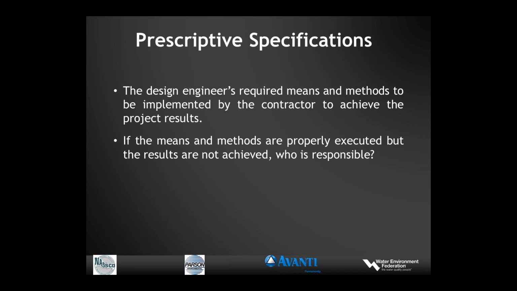First, we're going to talk about prescriptive specifications. We're going to discuss two or three different types of specifications. In the prescriptive specification, basically the design engineer tells the contractor how to build the project. The means and methods are as defined by the engineer and implemented by the contractor.